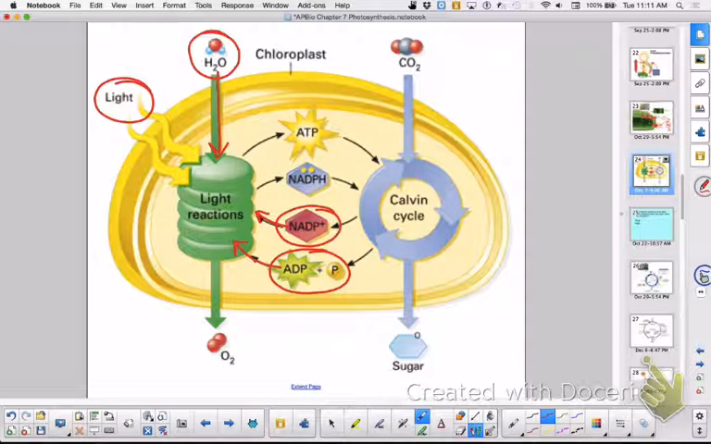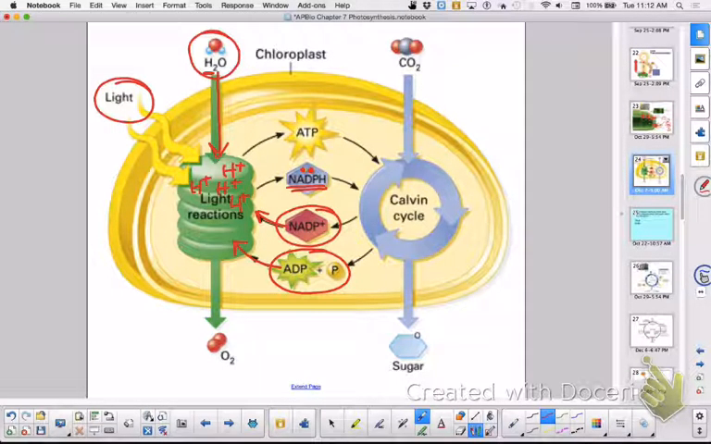Why is water a reactant? What does it provide for us? It provides hydrogen ions to contribute to our chemiosmotic gradient. Yes? So we get hydrogen ions inside here, a bunch of them. What else does it provide for us? What else is it a source of? Electrons. What do we need the electrons for? Reducing. Yeah, to produce the reduced NADP. So these two electrons right here ultimately came from right here, the hydrogen ion of water, yes?